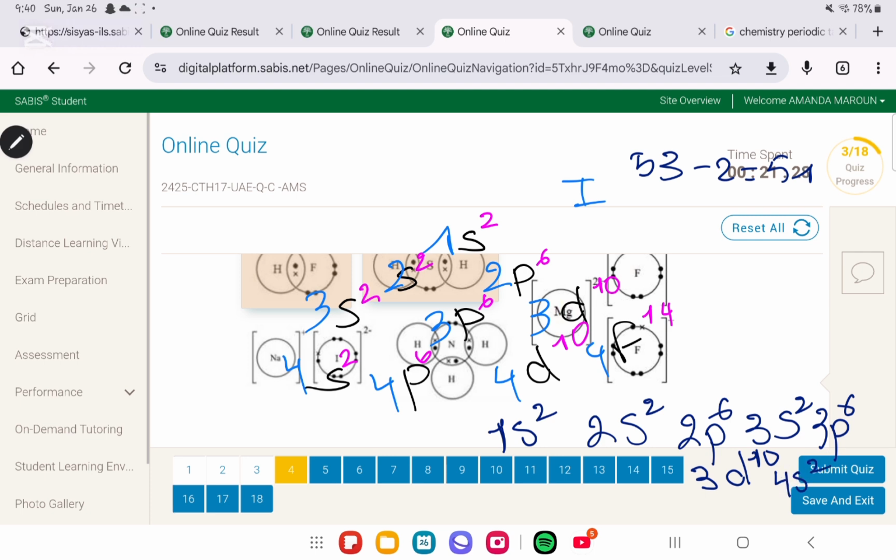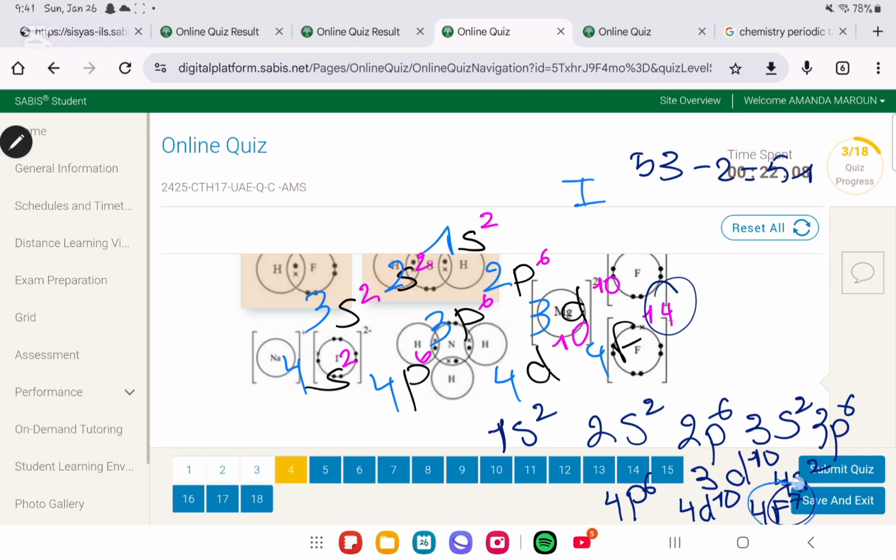4s2 minus 2 electrons, we are left with 23. Then 4p6 minus 6, we are left with 17. Then 4d10 minus 10, we are left with 7. And then finally 4f, it can hold 14 electrons, so we will just put 7. Okay, so I is going to lose... this is a really long process, but this is the only way to do it.